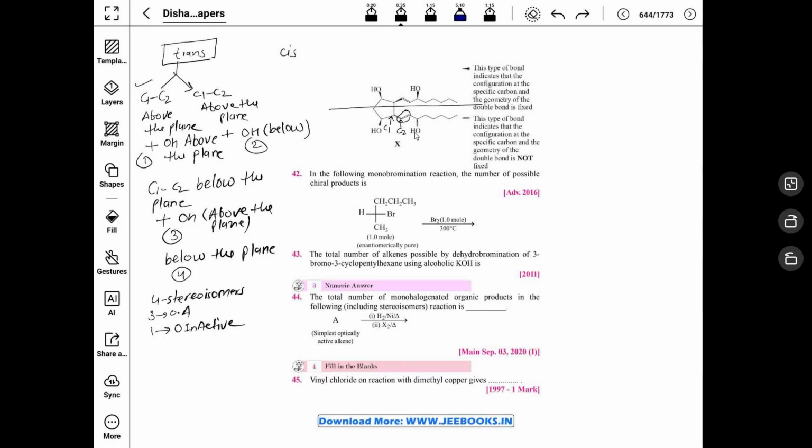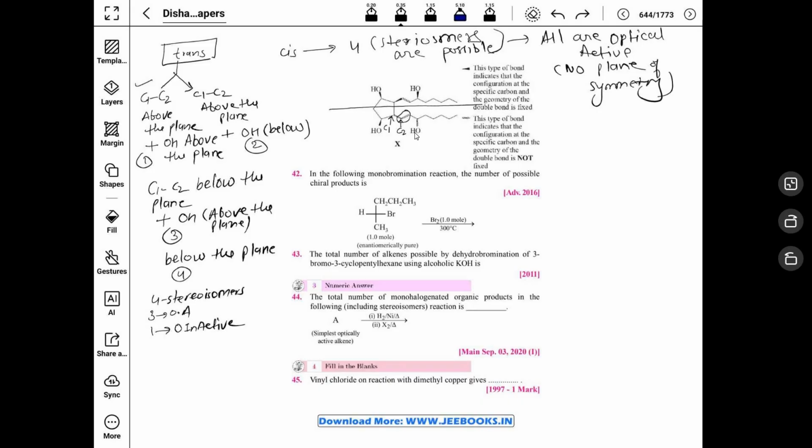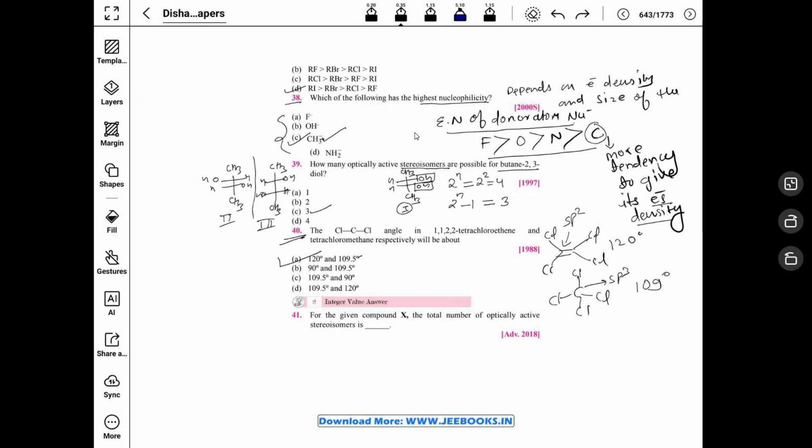Similarly for cis configuration at this double bond, 4 stereoisomers are possible, and in this case all are optically active, because there is no plane of symmetry. We can easily see that there is no plane of symmetry when you have the cis configuration at this double bond. And similarly 4 stereoisomers are possible as we have described for the trans. So 4 and 4, 8 isomers, but one of them is optically inactive, and they are asking how many are optically active. 7 are optically active. So the correct answer is 7.